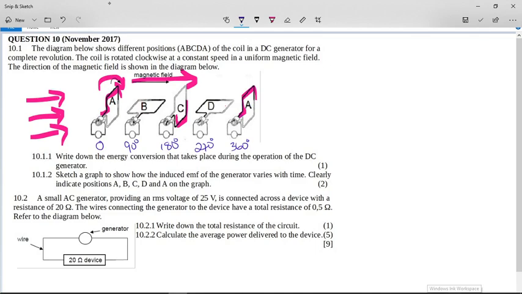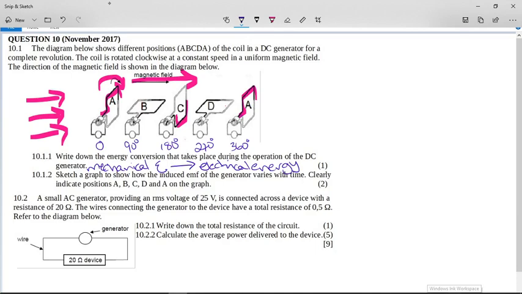Okay. Write down the energy conversion that takes place during the operation of a DC generator. Well, every generator, the point of generating is to generate electricity. So it is going to give you electrical energy. How did it make the electrical energy? It used mechanical energy or kinetic energy, but it's more correctly mechanical energy. So we're going from mechanical energy to electrical energy.